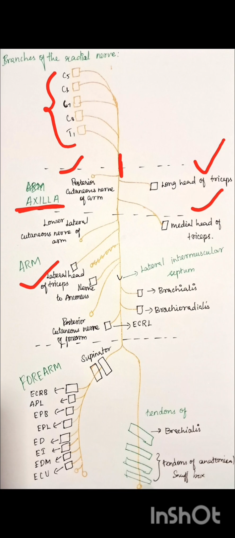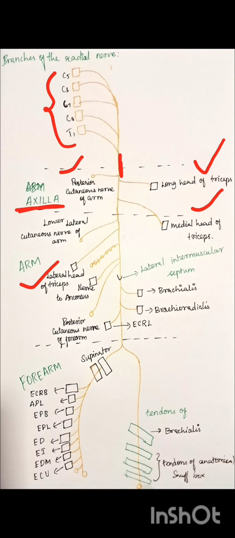Coming to the arm, first it enters the spiral groove. In the spiral groove it gives five branches. What are the five branches? The lower lateral cutaneous nerve of the arm, the nerve to anconeus, the posterior cutaneous nerve of the forearm, and the medial head of triceps.